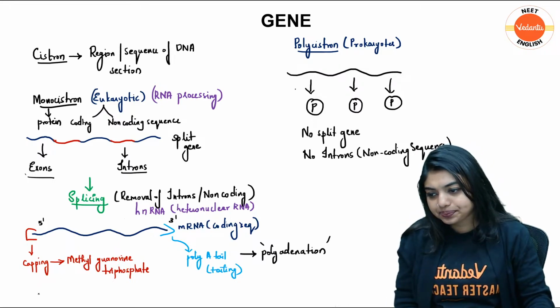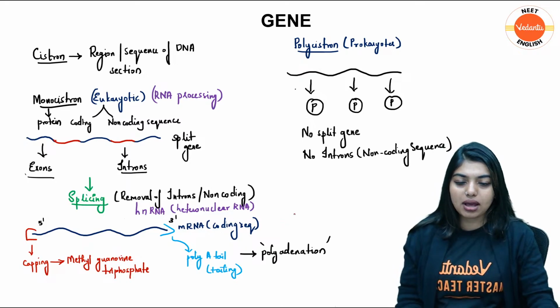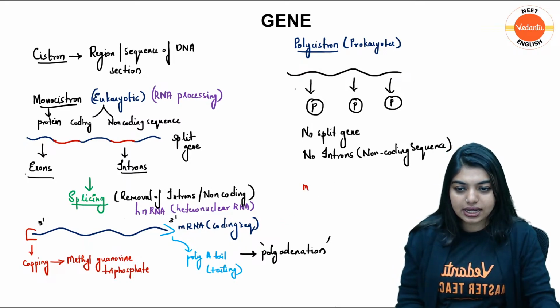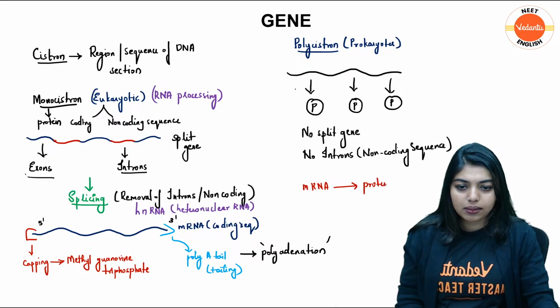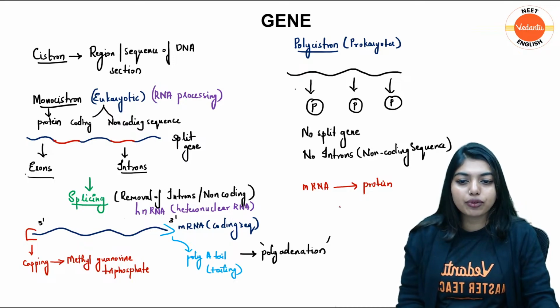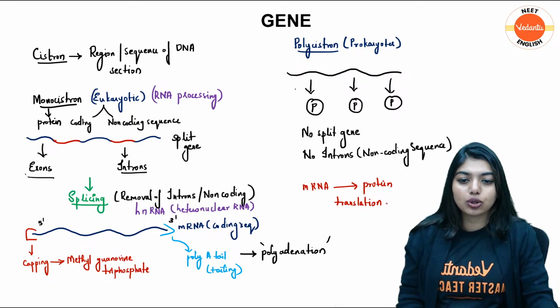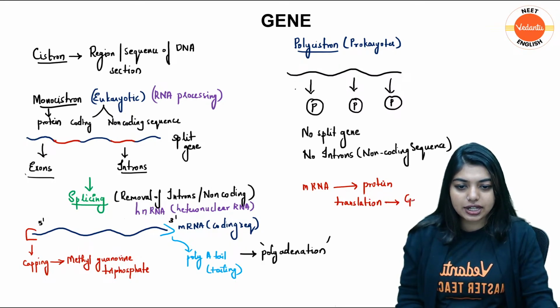Clear or not? Okay, now we have finally formed a really good mRNA which can be utilized to form the protein. Problem sorted, right? We have formed an mRNA that will now code for protein, and that process will be called translation. And for that to happen, we need some genetic codes, which will always be in the form of triplets.